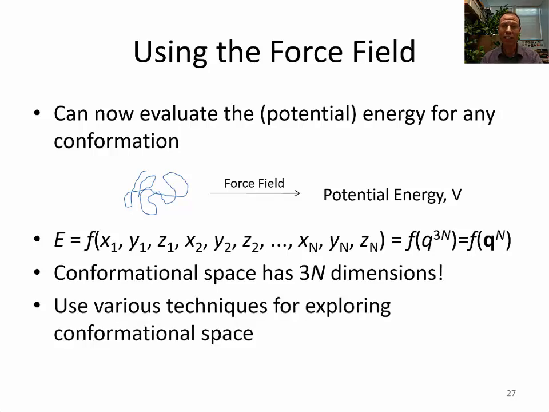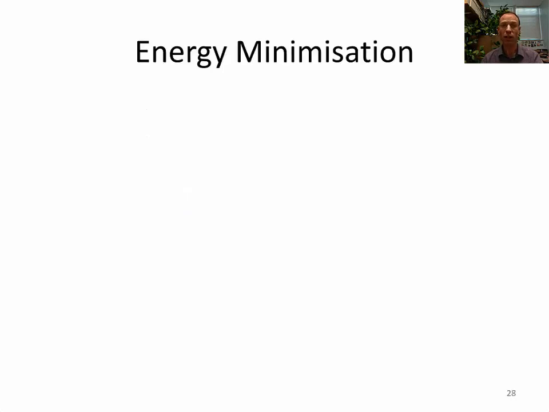Now we can calculate the energy for a given conformation of the molecule, and we can start to explore conformational space. So the first thing we would like to do when we have a molecule is to perform a so-called energy minimization. That's really a question of, is our structure stable? If we had this structure and we let it go, would it stay where it is or would it change?